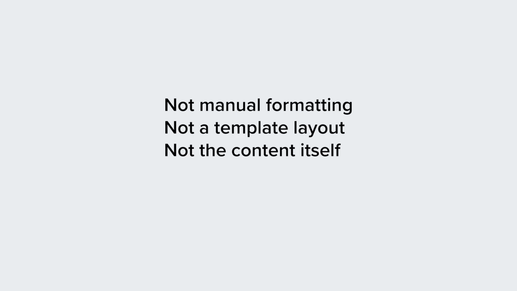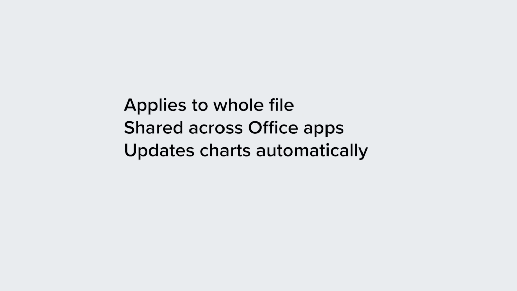You do not need to memorize this. You only need to recognize when a design style changes across slides or pages. You usually see themes in applications like Word, Excel, and PowerPoint. A theme applies across the whole file and can even be shared between Office applications. When a theme changes, elements such as headings and charts update automatically.